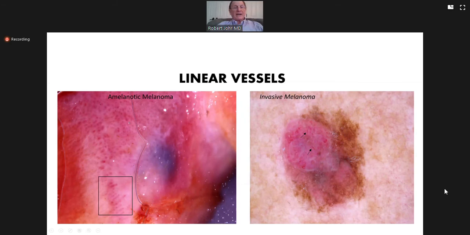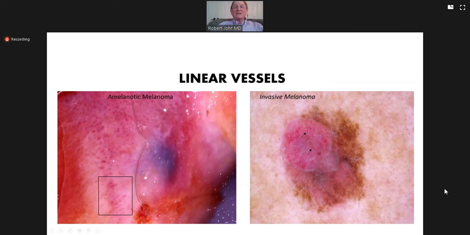Then moving on to linear vessels, they can be regular or irregular, and if they're irregular, this is a big milky red area with milky red globules and linear vessels, so that's them. And here we have a milky red nodule, amelanotic melanoma with some linear vessels, so they're just straight. They're not long, they're just little straight vessels.